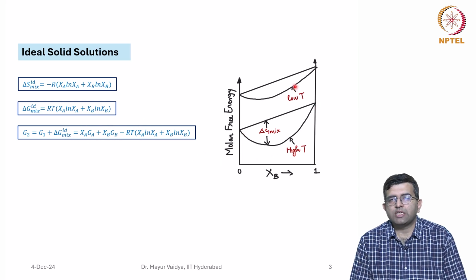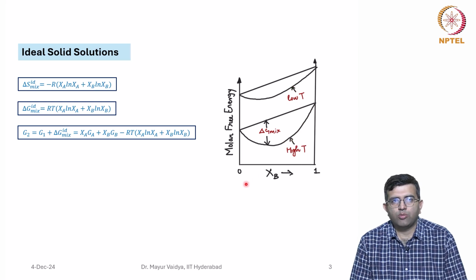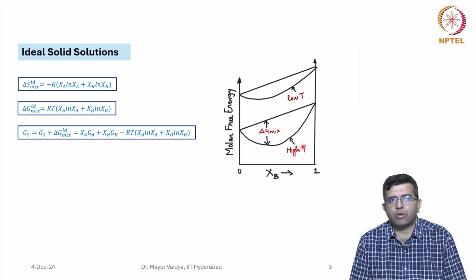And you can see here that we have shown two diagrams. One is at lower temperature, another is at higher temperature. You might be aware that the free energy varies with temperature through the minus T delta S term. So as you increase the temperature further and further, it goes more negative.